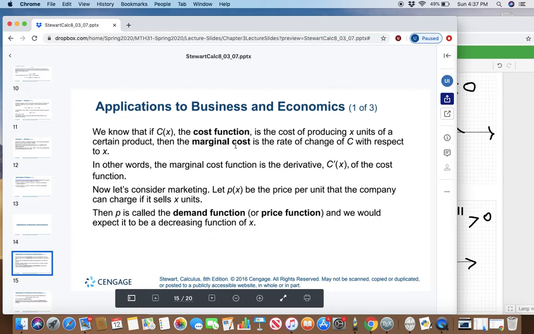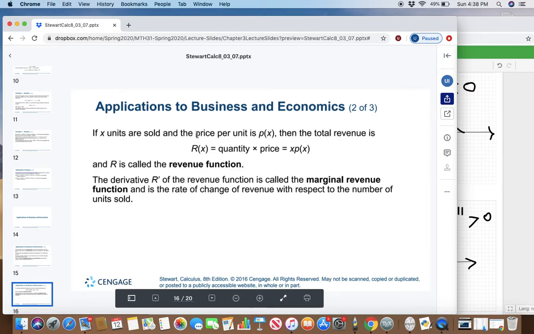All right, so the cost function is denoted typically by C(x), the cost of producing x units. Marginal cost is C prime of x. p(x) is the price per unit. It's also called the demand function, the price function. Next, R(x), that is the revenue. Now, quantity times price, that is the revenue. Quantity means the number of units sold.